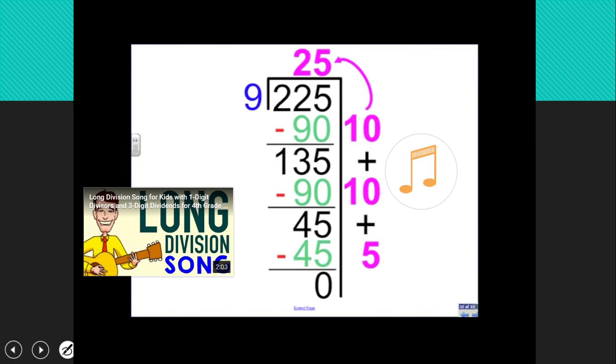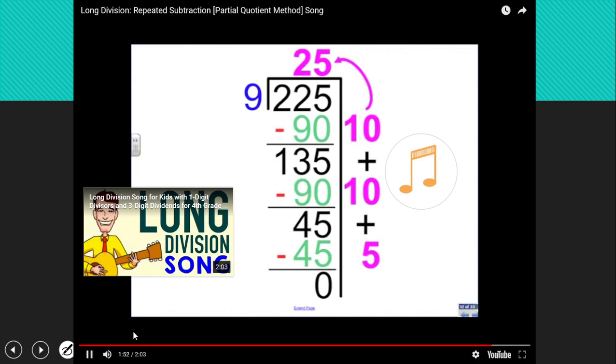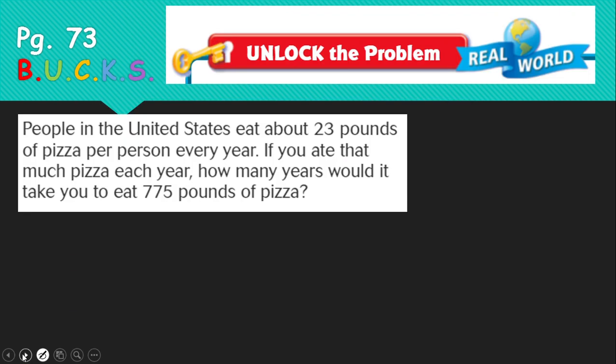All right. So that's just a little review about how to use the partial quotient method to divide. And this is just maybe like a refresher. Like I said, you guys did complete this in 4th grade. All right, so we're going to go ahead and look at the problem on page 73.